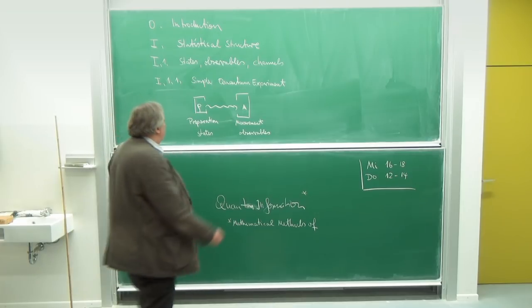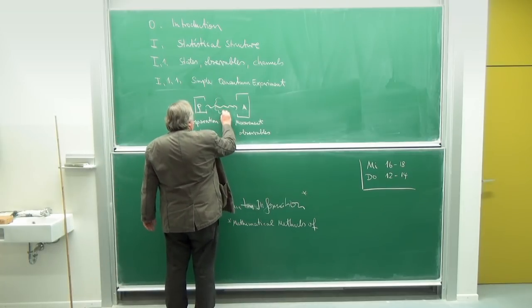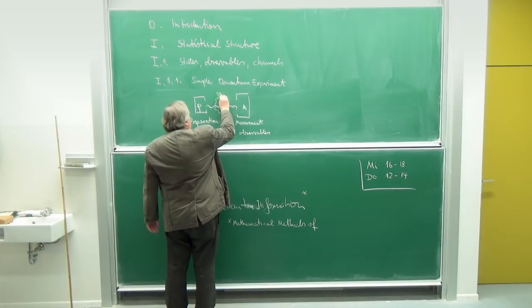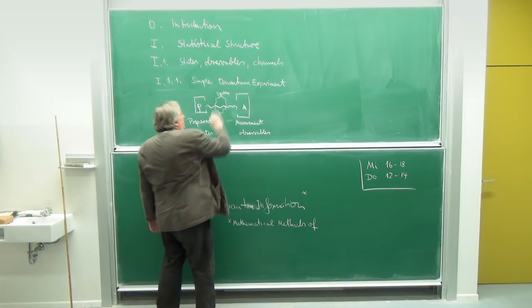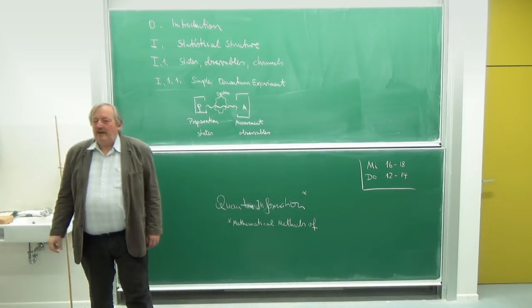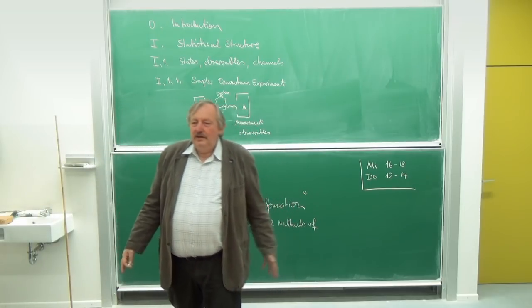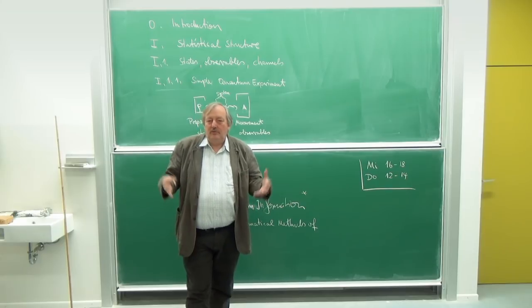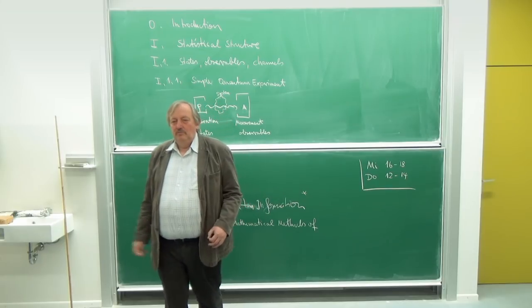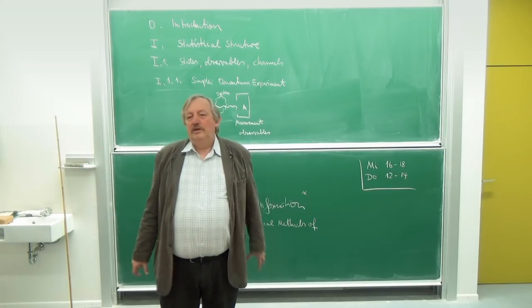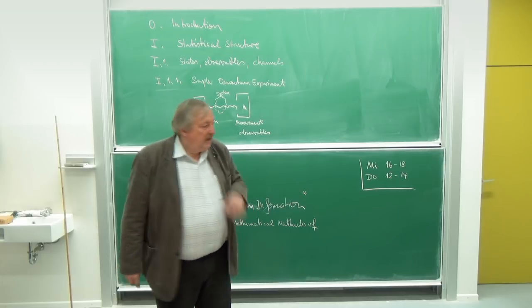So here is a cloud. The system is something that passes from preparation to measurement, and you don't really start from a description of the system as such, but you start from saying what happens in such experiments.